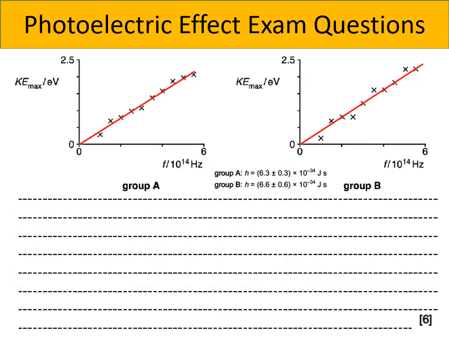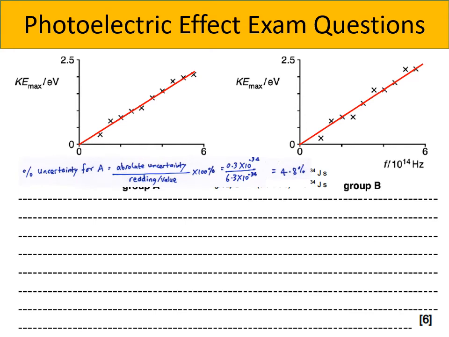So what we need to do is work out the percentage uncertainty for A, which is equal to the absolute uncertainty divided by the reading or the value, multiplied by 100. We get 0.3 times 10 to the power minus 34 divided by the value, 6.3 times 10 to the power minus 34, which gives us a percentage uncertainty of 4.8%. We do the same for group B.